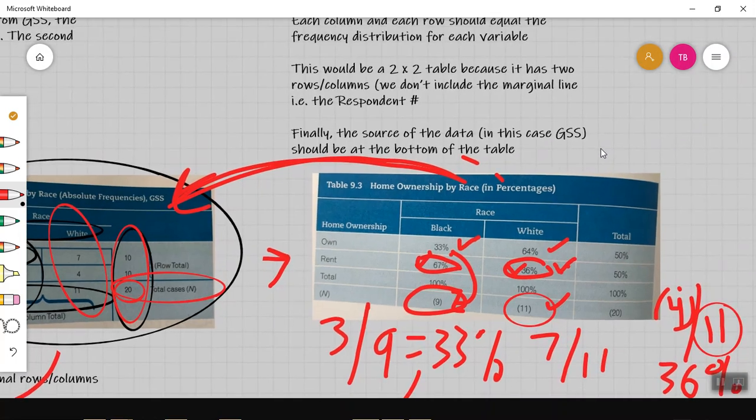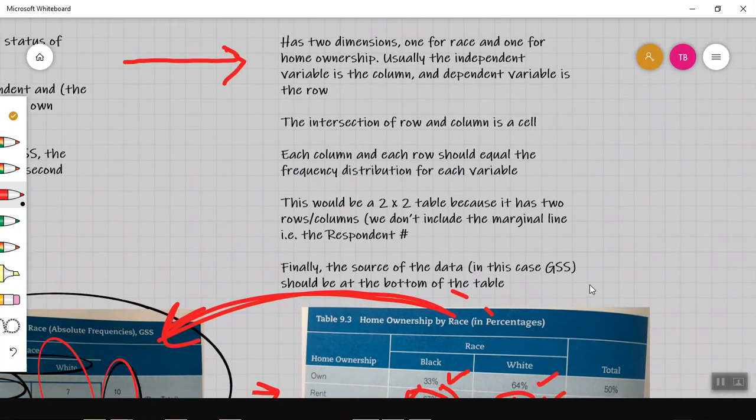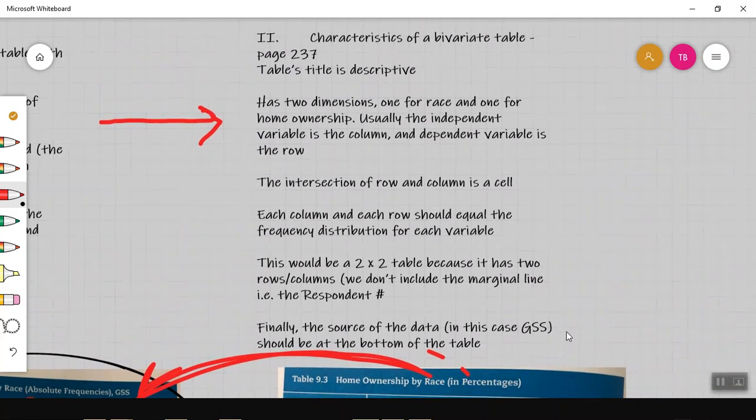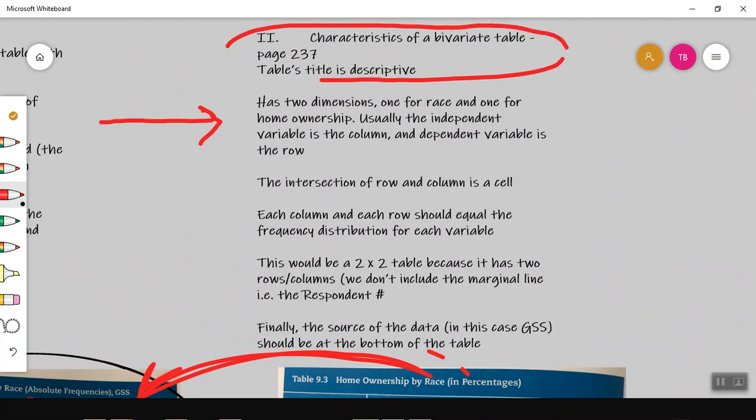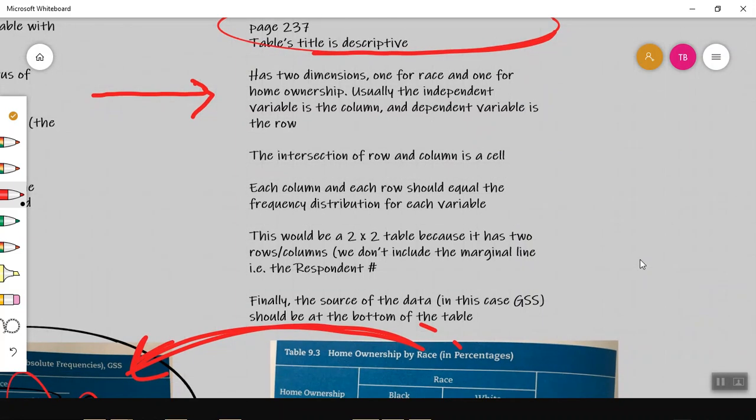I'm going to pull up a little bit before we move forward. So here's a bit of the characteristics of the bivariate table. This is all coming from page 237 of your text if you have it. But basically there's a few characteristics here, and we've seen these in action.